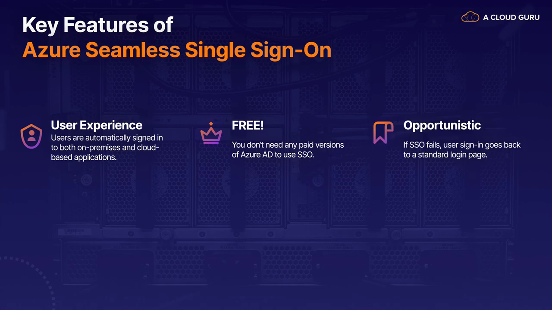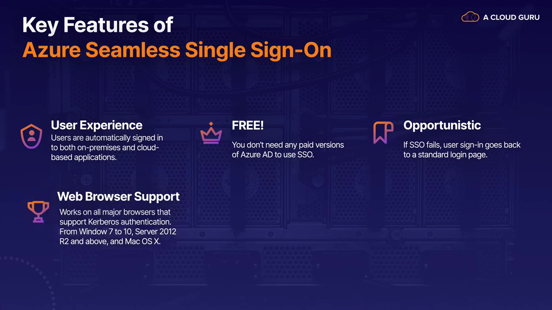So-called opportunistic. If it ever fails, then you go back to a standard login experience. And that means, worst case, you have to log in for each app that you're running until SSO comes back online. It works in all major web browsers that support Kerberos authentication, which is pretty much all of them.